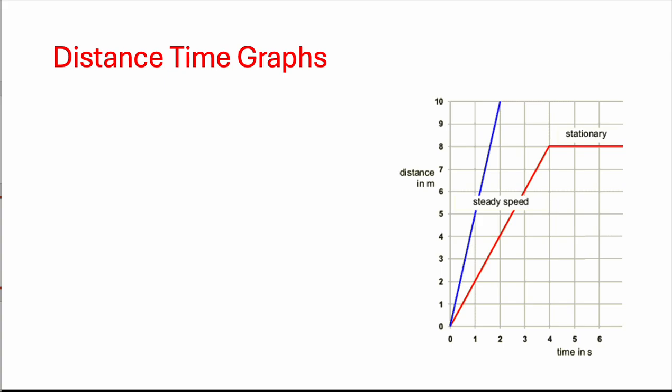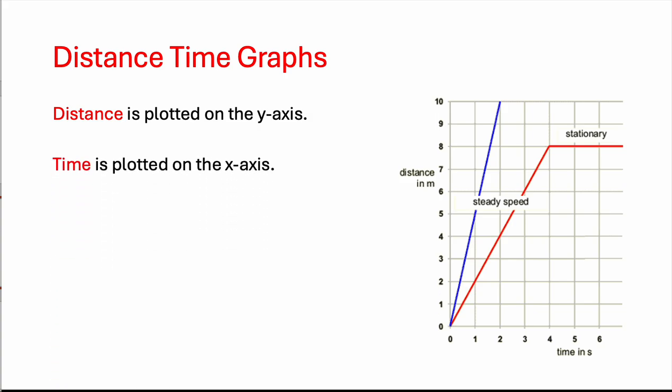A couple of basic points about distance time graphs. When we're plotting them, we're going to put distance on the y-axis and time on the x-axis. It's really important for our later analysis that we get this right. As you can see, when we're looking at a distance time graph, we can tell many things. We could understand the journey that these two have taken. So, for example, blue has traveled a distance of 10 meters in 2 seconds, whereas red has taken 4 seconds to travel 8 meters.